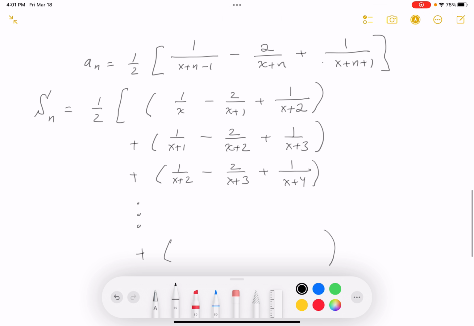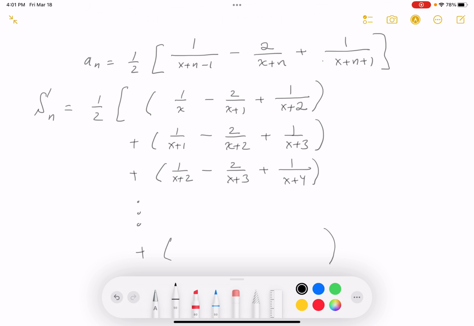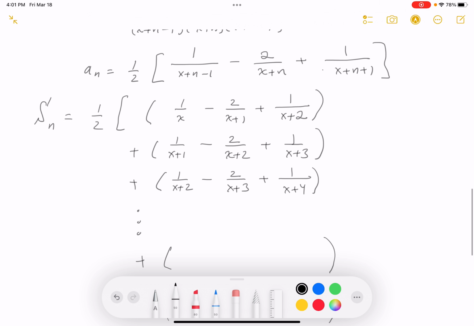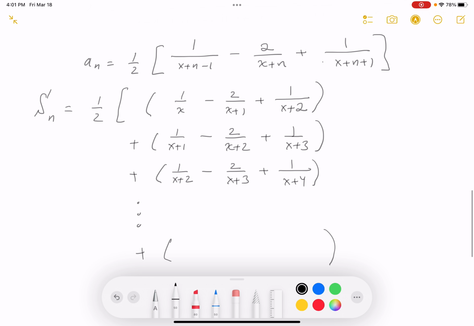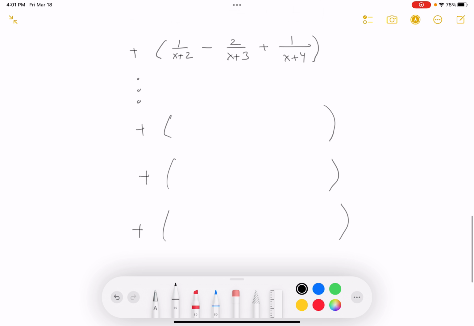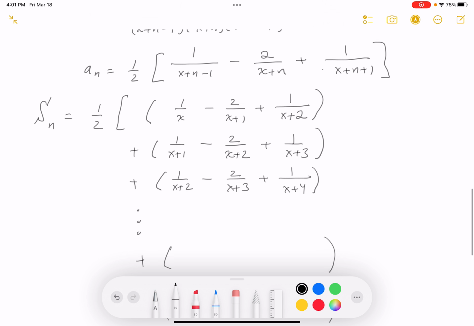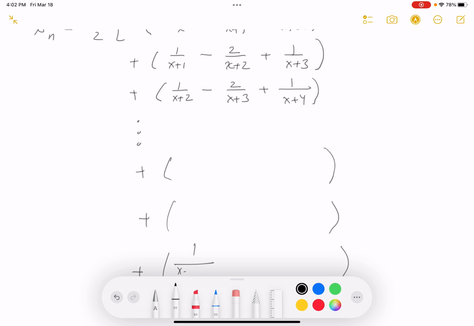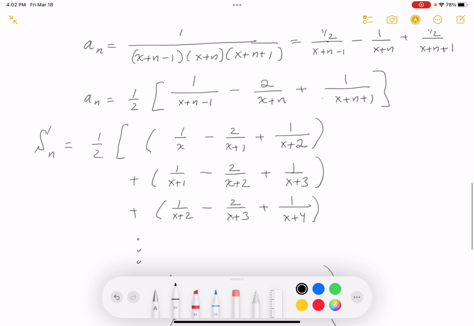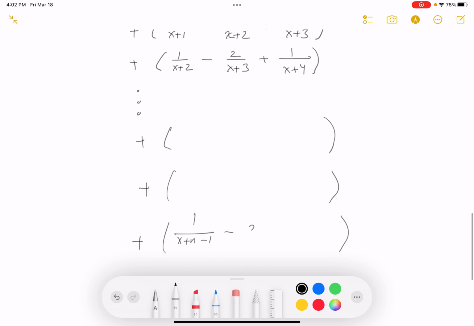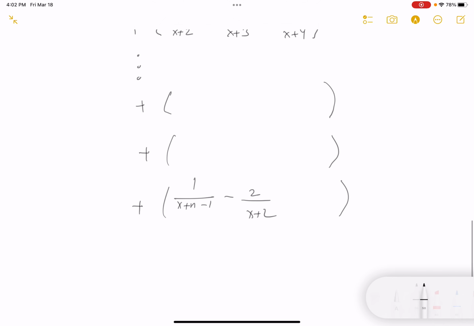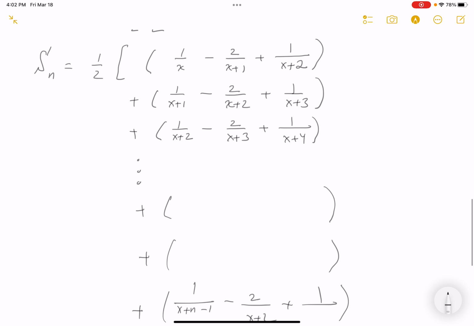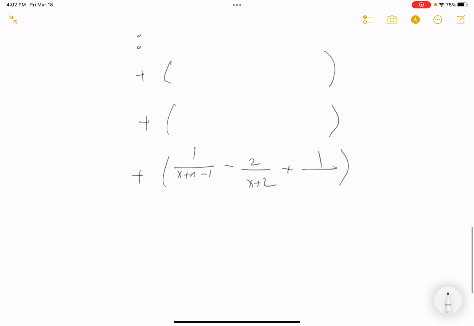And I want to remind you what we're doing. The last guy we'd stop at is where n is n, right? We're stopping at n. So what do you get over here? Let's write this down. I've got to be careful. It's 3 terms. 1 over x plus n minus 1, minus 2 over x plus n, and then plus 1 over x plus n plus 1.